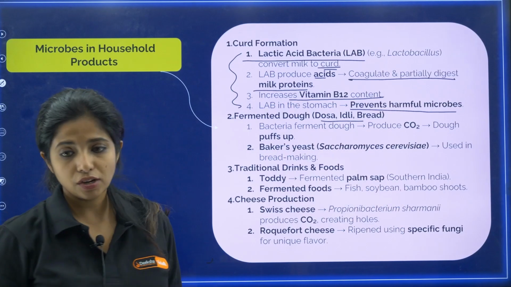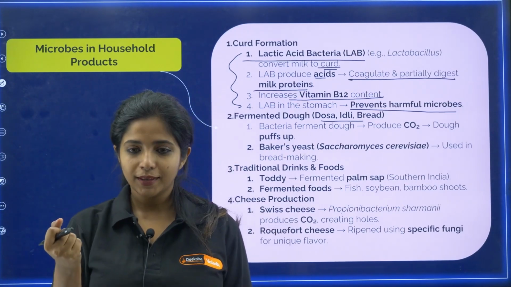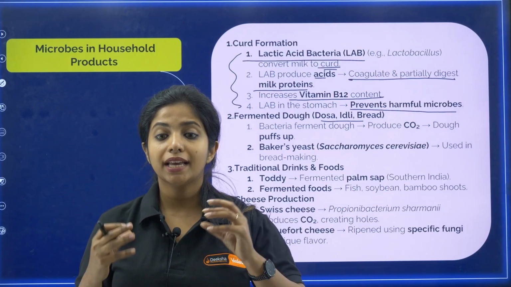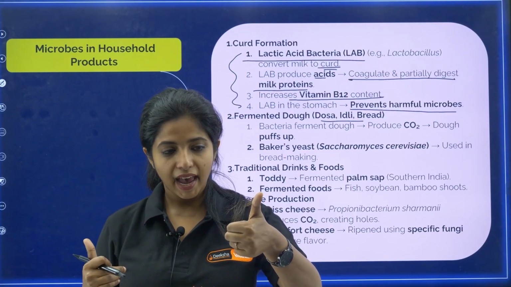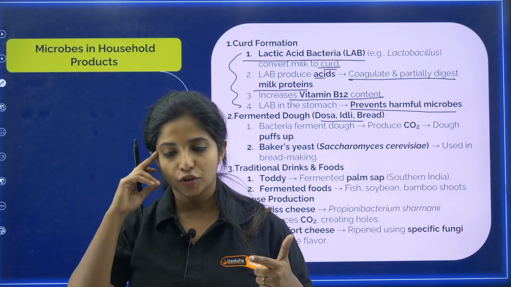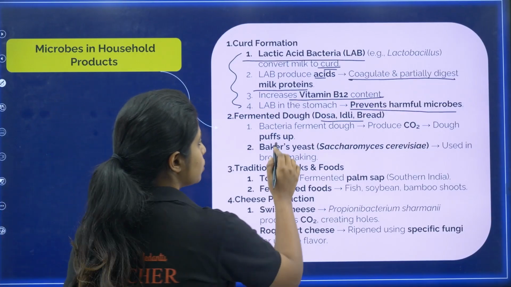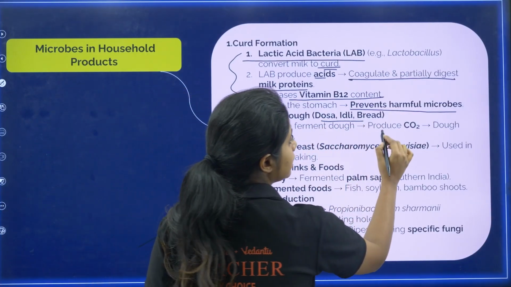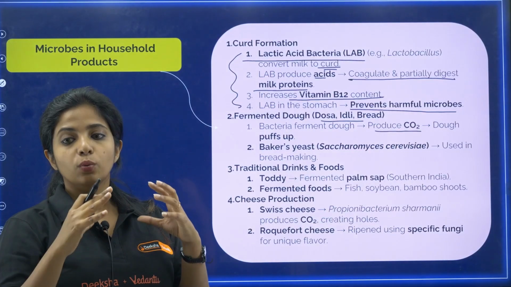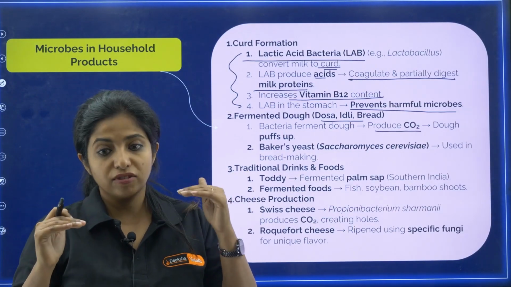Over here, my dear children, there are certain bacteria which ferment the dough. When the fermentation process happens, there is a production of CO2 and there is a production of alcohol. It's not like the alcohol which makes you go like this. No, not that much, a very little amount of alcohol. So certain bacteria is added, and they produce CO2, and this CO2 is the one that puffs up the dough. The CO2 which is released, my dear children, puffs up the dough.